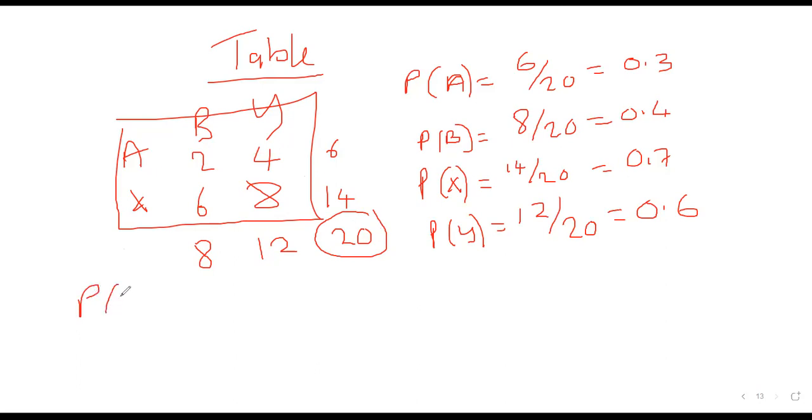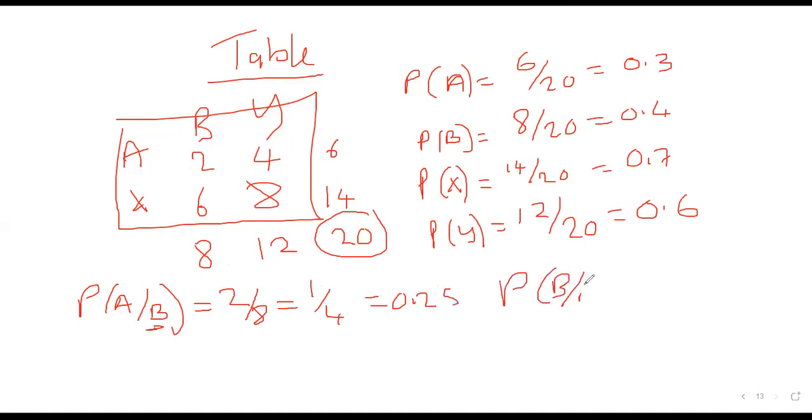All right. Then when we do A given B, we go where they meet, A and B. They meet at 2. But the total for this number, which is down here, the total for B, is 8. So this is 2 over 8, which is 0.25. If we do B given A, where are they meeting? B still given A, meeting at 2. But the total for this number here, A, is 6. So we get 0.33.